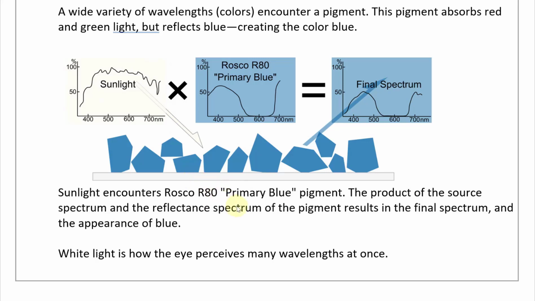And the reflectance spectrum of the pigment results in the final spectrum and the appearance of blue. White light is how the eye perceives many wavelengths at once. So this would be white light. When you look at it like that, it's a bunch of wavelengths together, and then this is the primary blue reflectance spectrum, or these are the wavelengths that get reflected off this material.